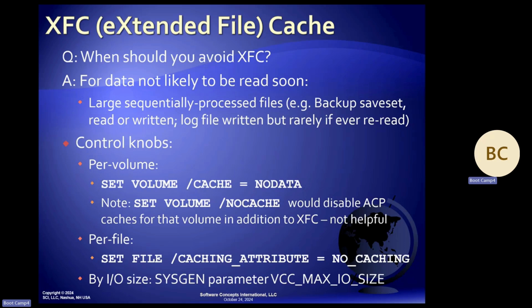All right, you can also set file /caching_attribute=no_caching. And that will allow you to turn off caching on individual files if you don't want to waste the XFC cache on those files. You can also specify a maximum size. And you can say, if I'm writing something that's bigger than such and such a size, don't bother to cache that. So that's another knob you can use.